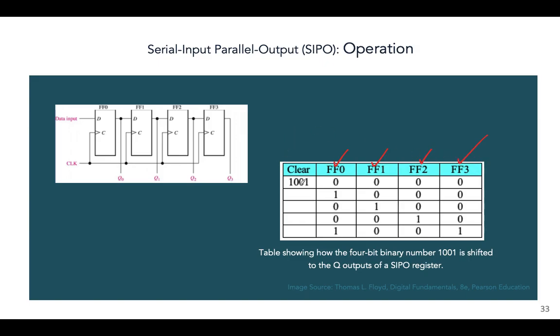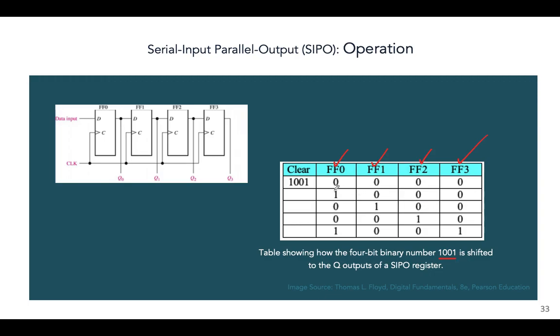Initially, your flip-flop is cleared. All the outputs are 0. And then we start to move our data 1001 into the register. Now remember, data will go in serially. Each of the bits will go in one at a time.